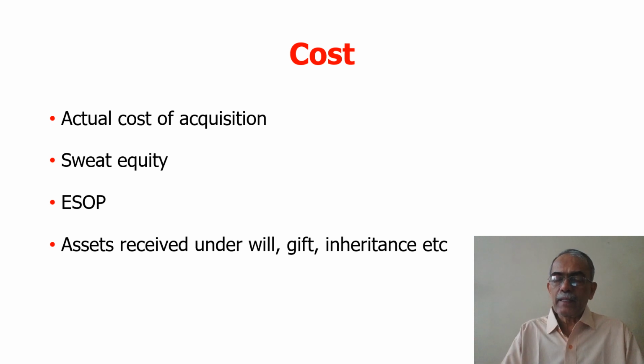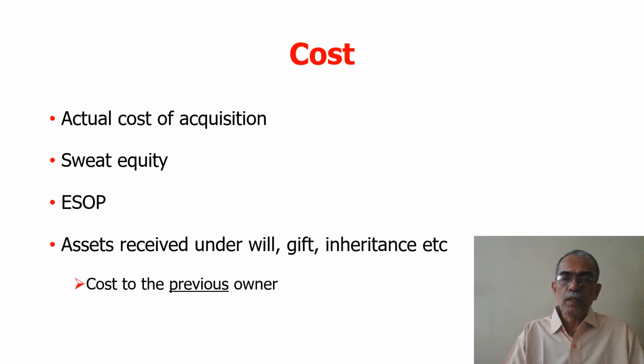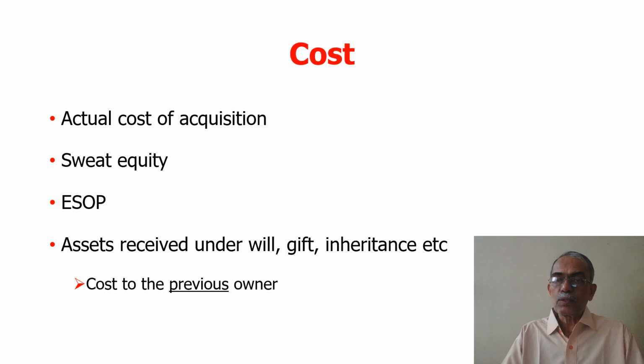Then there may be cases like gifts or any asset received under a will, inheritance, etc. In such cases, what would be the cost? The law says that the cost to the previous owner has to be taken as the cost of acquisition. For example, I have received a building as a gift from my father. In my hands, strictly speaking, cost is nil. But when I am working out the capital gains in my hands, the consideration is reduced by the cost which my father has incurred to acquire the asset, and that will be treated as my cost of acquisition.